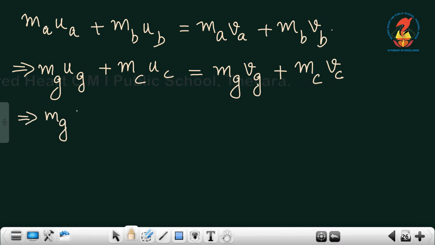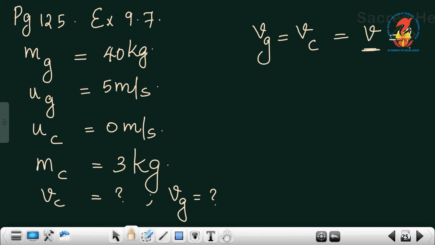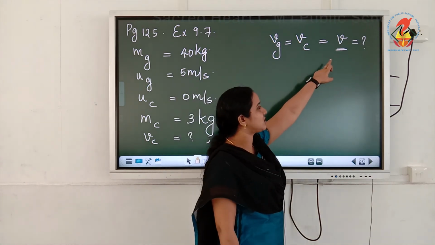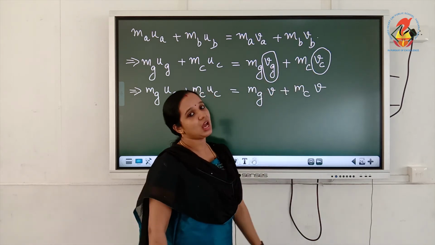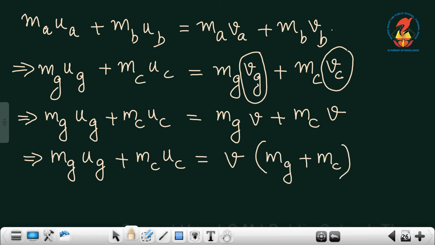Now, as we told earlier, the velocity of the girl and the velocity of the cart are the same after collision because the girl is on the top of the cart. The girl and the cart will move with the same velocity V. So, instead of Vg, let us substitute V, and instead of Vc also let us substitute V, since both are moving with the same velocity after collision. Again, MgUg plus McUc is equal to, in both the terms we have a common velocity, so let us take it outside. So, V into Mg plus Mc.